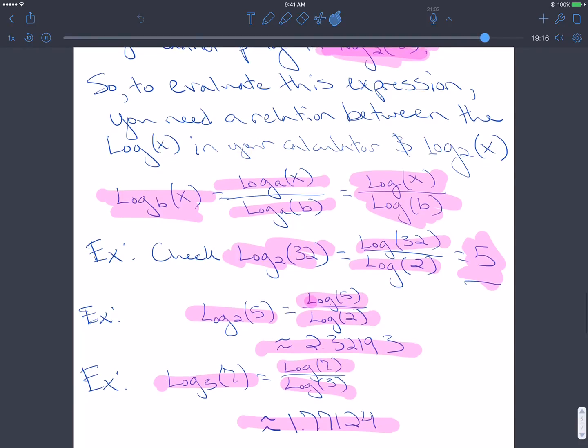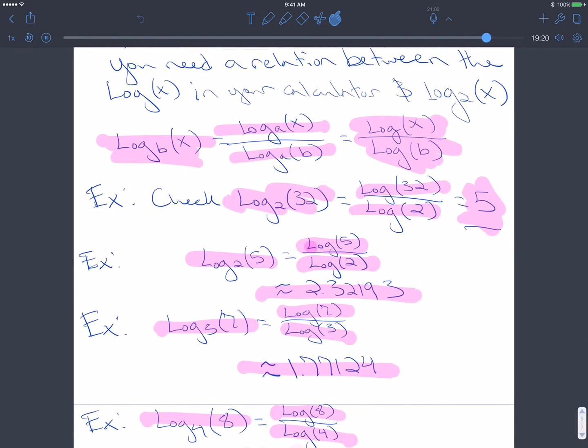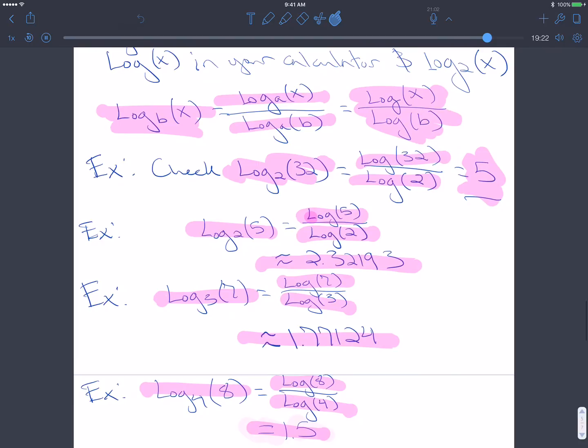And then finally, another one, log base 4 of 8. Log of 8 over log of 4 gets you 1.5. Okay, well, 4 to the 1 is 4, and 4 squared is 16. And so this kind of makes sense. And actually, if you think about it, the square root of 4 is 2, right? And this 8 is 4 times 2. So that's 4 to the 1 times 4 to the 1/2. 1 plus 1/2, 1.5. Pretty cool.